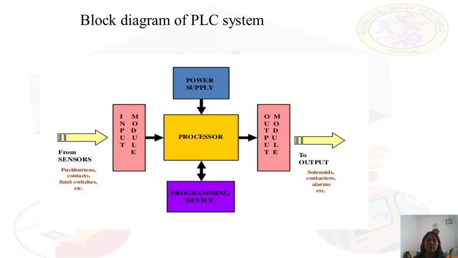Next, we will see the block diagram of the PLC system. If you see the block diagram, generally in the PLC, the main one is the CPU. CPU is your processor. For this, you will be having the power supply and programming device. Programming device is where you will enter your program, through your PC or handheld terminal unit or dedicated terminal, etc. And this is your input module, from where you sense the sensors or your input, and the output module. According to your input module and the programming, your output module will actuate or control the outputs like solenoids, contactors, alarms, etc.